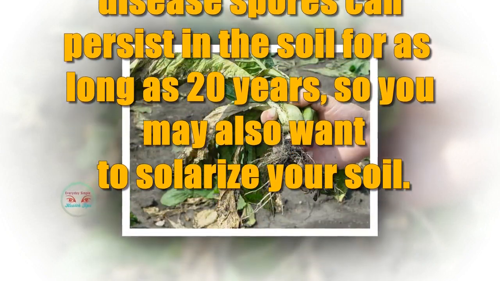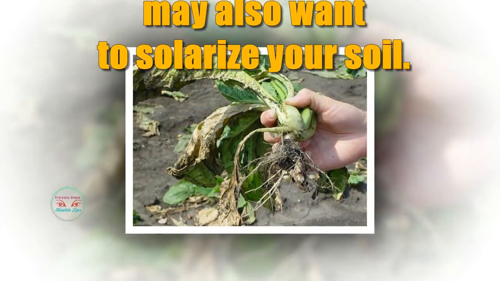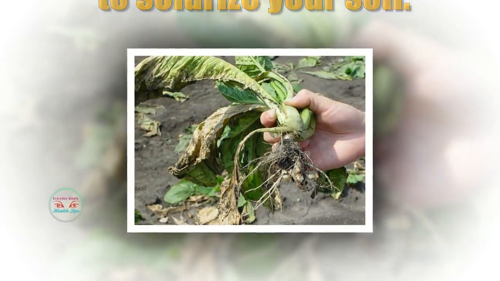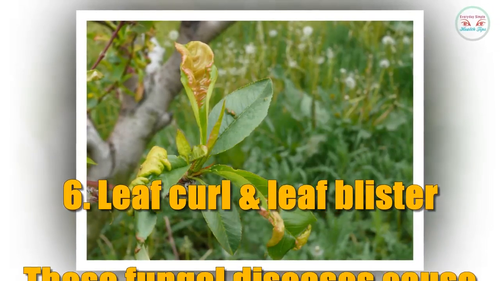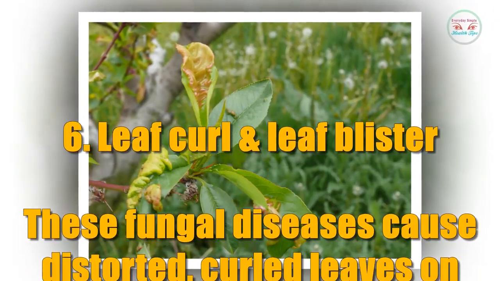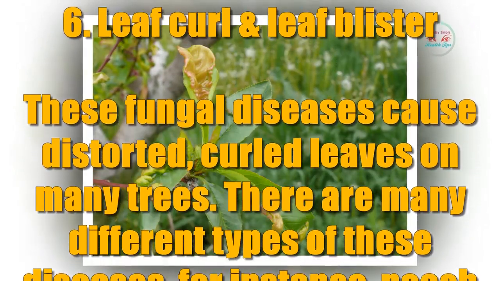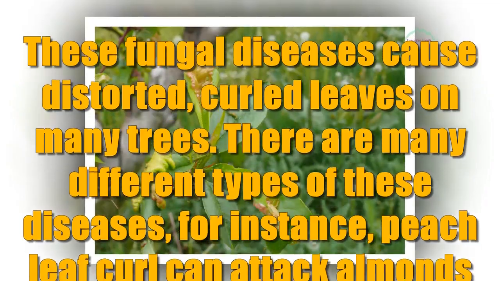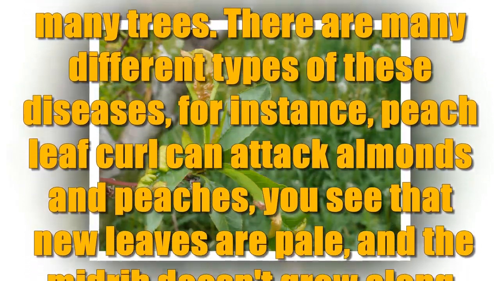The disease spores can persist in the soil for as long as 20 years, so you may also want to solarize your soil. 6. Leaf curl and leaf blister. These fungal diseases cause distorted, curled leaves on many trees. There are many different types of these diseases. For instance, peach leaf curl can attack almonds and peaches.